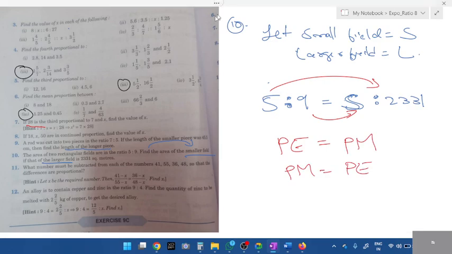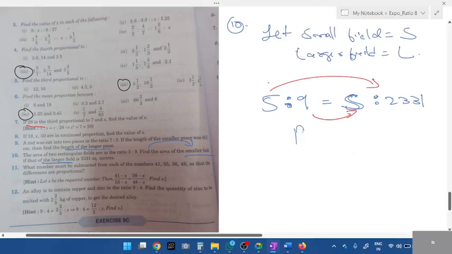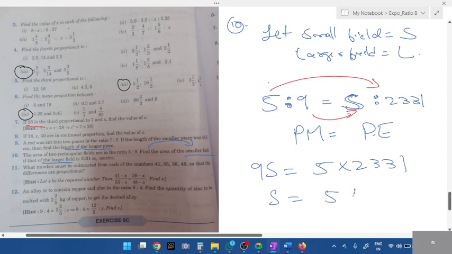It depends on where the alphabet is. Here we have the alphabet in the mean position. So let me take product of means is equal to product of extremes. 9S is equal to 5 into 2331. If you want to find the value of S, 9 gets divided. S equals 5 into 2331 divided by 9. Is this clear? Did all of you understand? Any doubt?